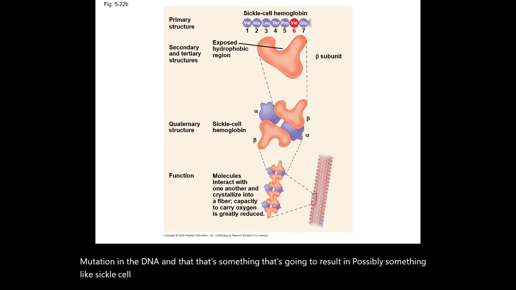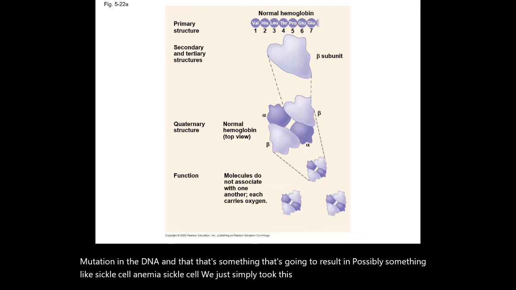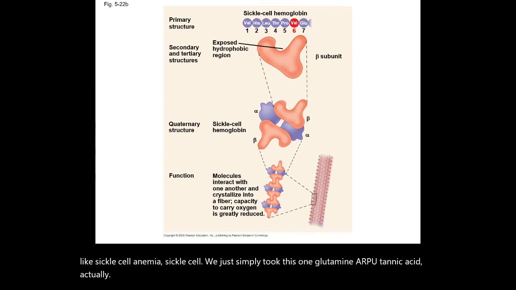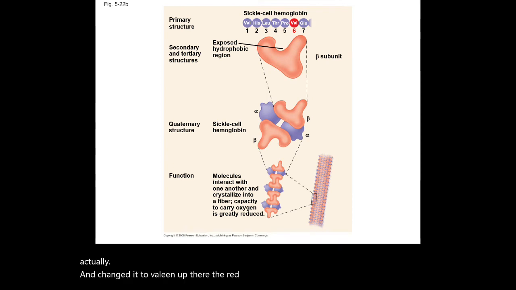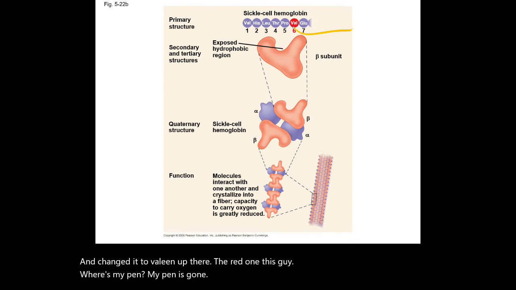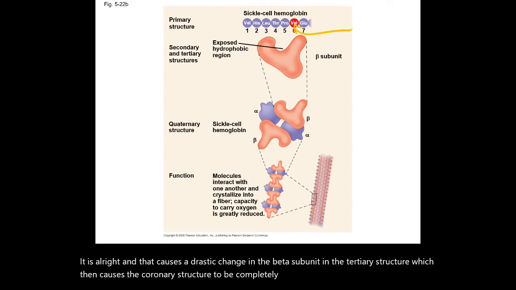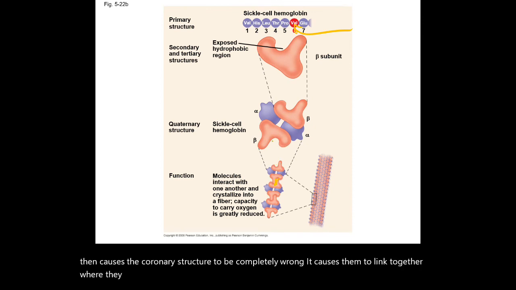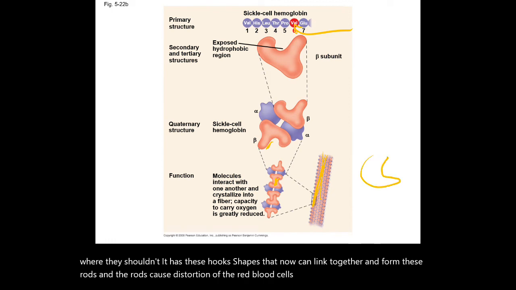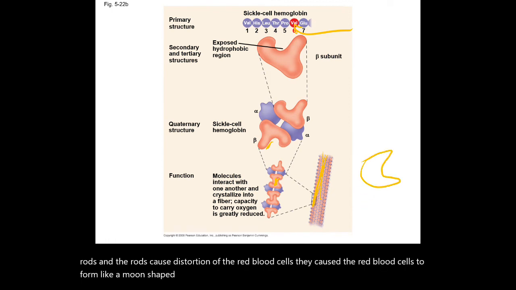With sickle cell, we just simply took this one glutamic acid actually, and changed it to valine up there, the red one. This guy, where's my pen? My pen is gone. There it is. All right, and that causes a drastic change in the beta subunit in the tertiary structure, which then causes the quaternary structure to be completely wrong. It causes them to link together where they shouldn't. It has these hook shapes that now can link together and form these rods, and the rods cause a distortion of the red blood cells.